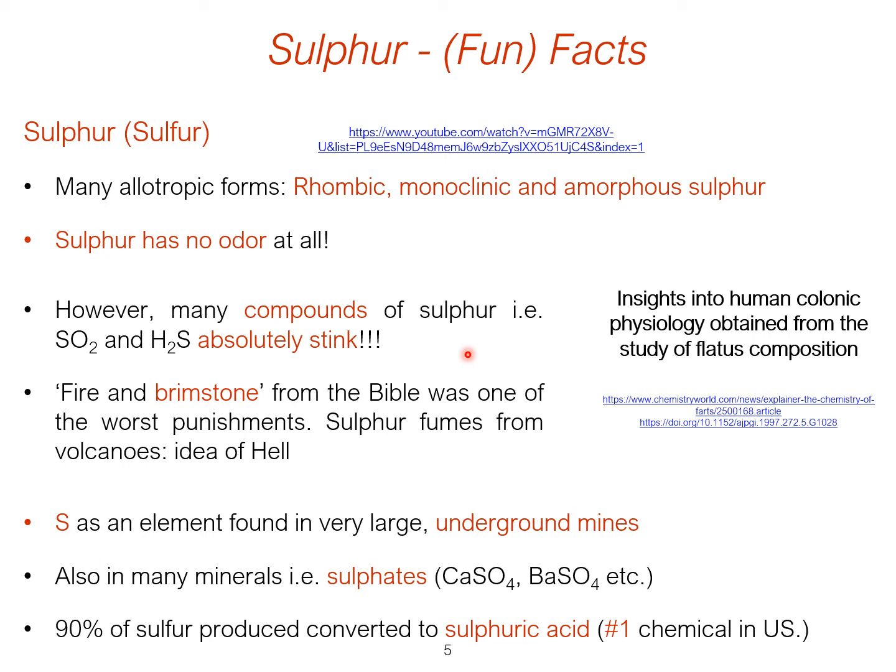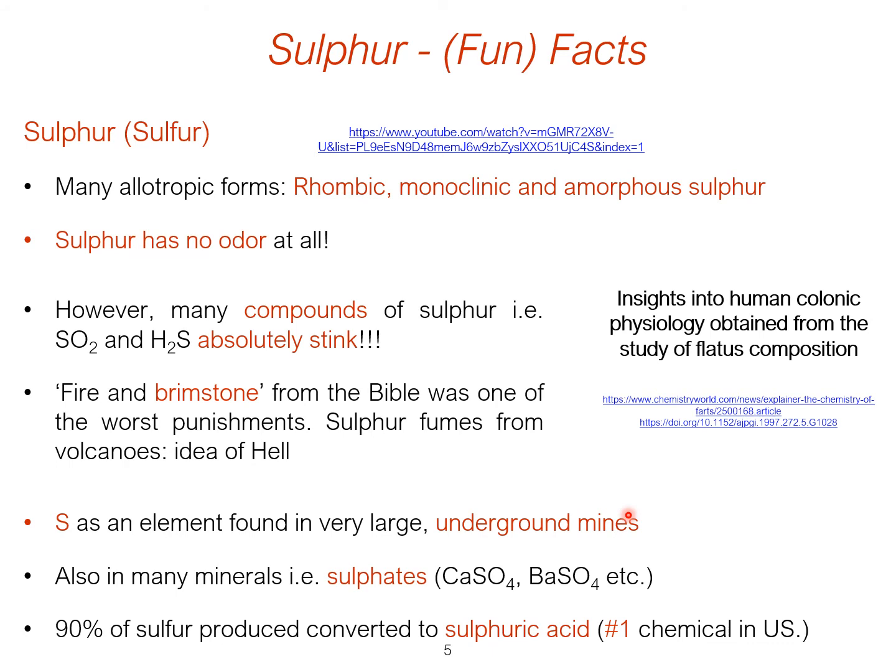Now, sulfur comes a lot from volcanoes and volcanic vents, and fire and brimstone is in the Bible as the idea of hell. And brimstone is actually sulfur, and it's because it comes from volcanoes, and that's the idea of hell.